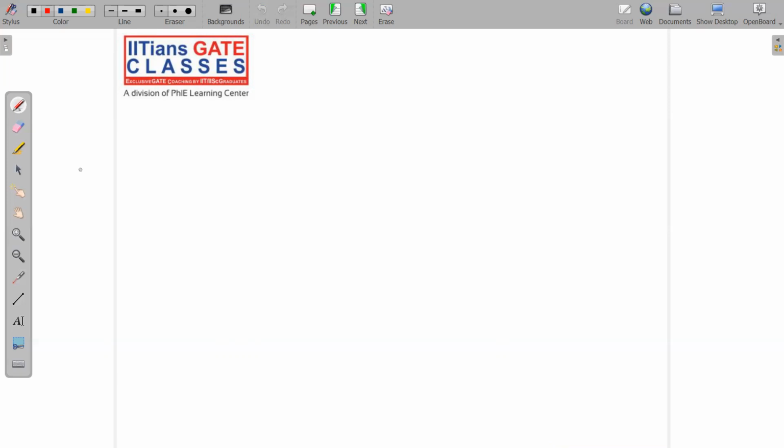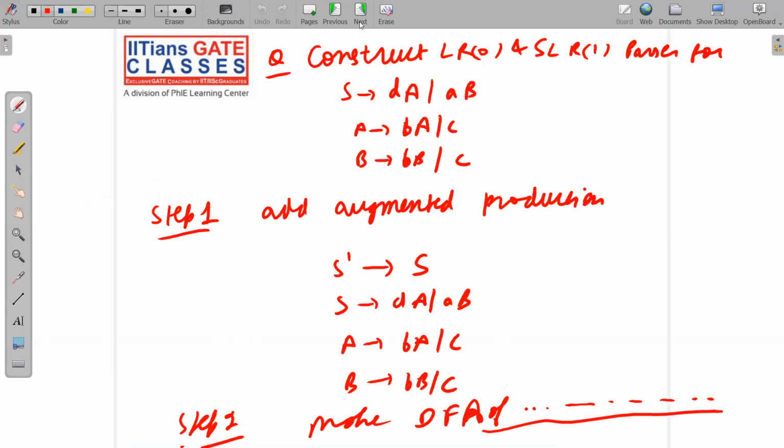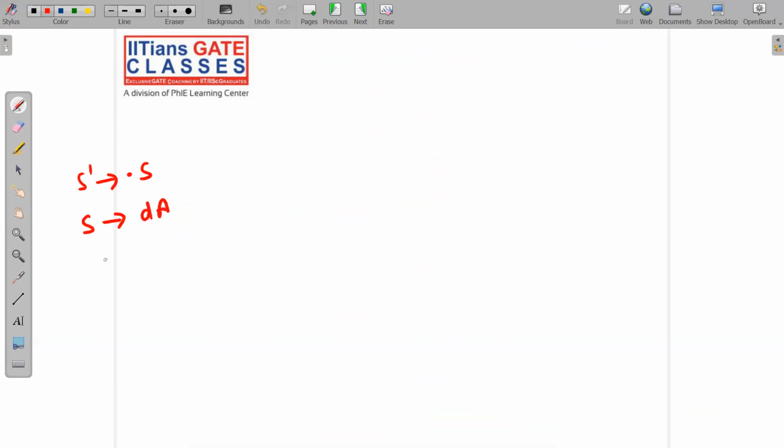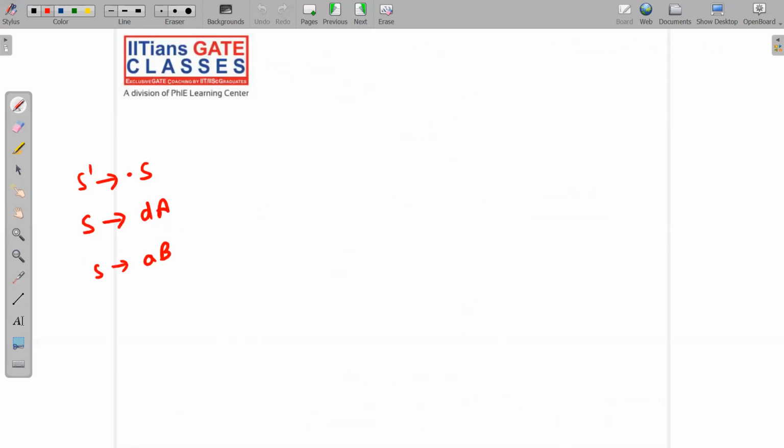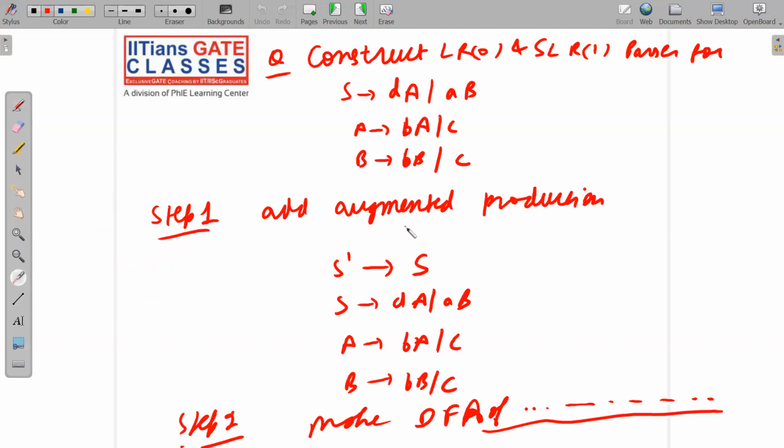So I will start from where? State number 0. So S dash implies dot S. From here I will start. And I will say dot is present in beginning of S. So add all the S productions with dot in the beginning. S productions: DA, AB. So I will apply dot in the beginning. This will be my first stage.